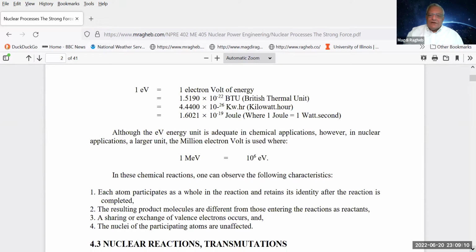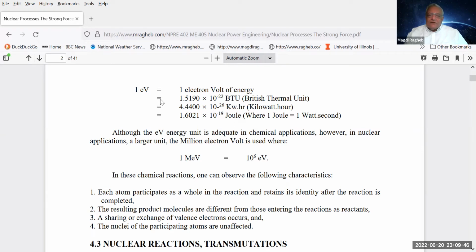Again, we are dealing with the units used in these nuclear reactions, the electron volt, which is the kinetic energy acquired by an electron when it falls, maybe in a condenser between the 2 plates of a condenser, through a potential drop of 1 volt. You can basically express that electron volt in British thermal units, or in kilowatt hours, or in joules, other units of energy.